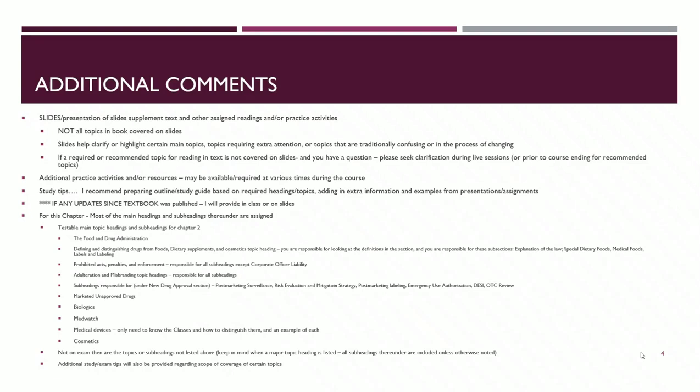So you can see the testable main topics here: the Food and Drug Administration, defining and distinguishing the drugs. Although in there I put information about how to approach it, we're just going to look at it from a higher level. Prohibited acts are going to be required: adulteration, misbranding. Subheadings under new drug approval: the whole section will not be required, but just certain ones. These are the subheadings under there: marketed unapproved drugs, biologics, MedWatch, medical devices, and cosmetics. So those will be the testable main topics and some of the subheadings from chapter 2, because like I said, new drug approval is a major heading, but I'm not going to require all of that. Otherwise, whatever headings are listed here and the subheadings under them will be testable.